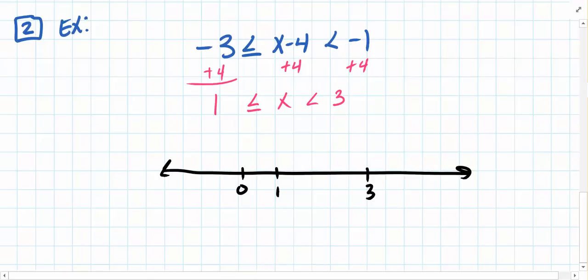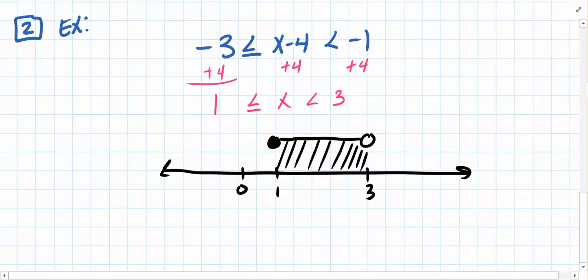Okay. Above the 1, I put a circle and I shade my circle in. Why is that the case? Because it's less than or equal to. Good. And then up above the 3, I put a circle, but I do not shade it in. And I want all numbers that are between 1 and 3. So we're looking for this right here. 1's included, but 3 is not.